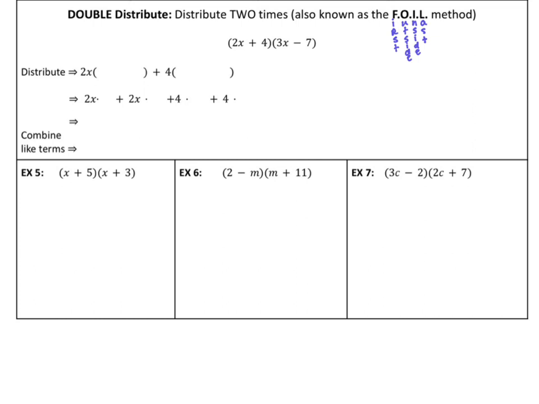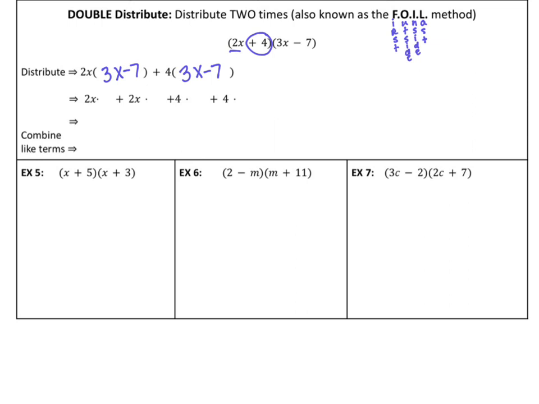Here's basically what it is. We're going to take the first term in our parentheses here, this 2x, and we're going to multiply it by everything in the second parentheses. So I'm going to take 2x and multiply it times 3x minus 7. And after I do that, I'm going to then multiply my second term, this positive 4, times everything in the second parentheses. So still 3x minus 7. And I'm doing distribution now.